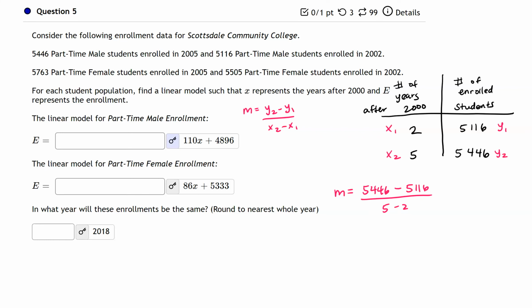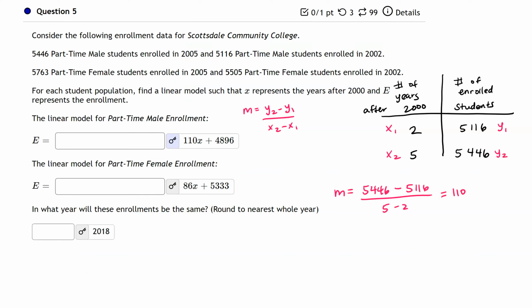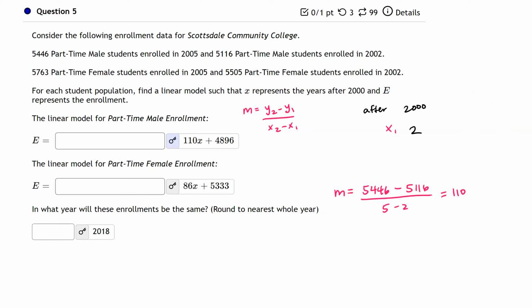Now I'm going to go ahead and utilize a calculator to figure out what that value is. And then I want to divide that by 5 minus 2, which is 3. So it's 110. Okay, and that's where this value is coming from, because that is our slope. Now, I'm going to go ahead and erase all of this since we were able to figure out our slope. And now I need to figure out our b value.